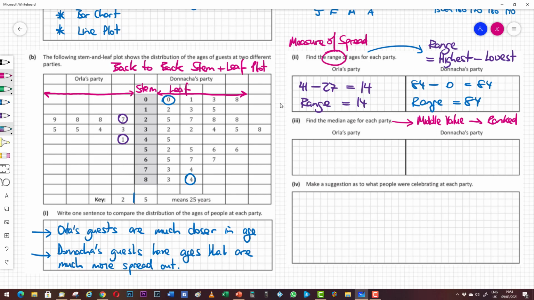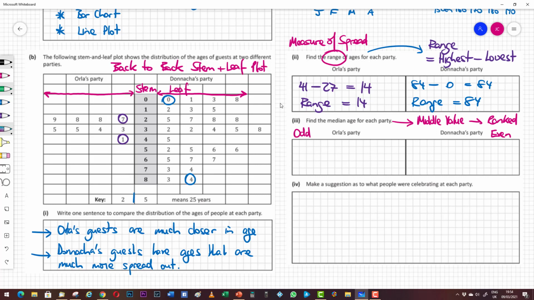Now, what's really nice about this question is that there is an odd number of people at Orla's party, and there is an even number of people at Donica's party. And the way we calculate the median is actually quite different for both of those. So let's see how we're going to do it. To calculate the median, if there's an odd number, let's see how many are at Orla's party first of all. 1, 2, 3, 4, 5, 6, 7, 8, 9.